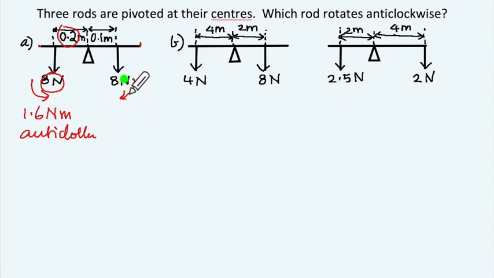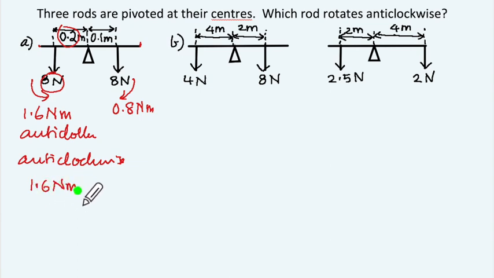Whereas this side it will be 8 into 0.1, that is 0.8 Newton meter, and that is going to be clockwise. So the net moment for this diagram A will be 1.6 Newton meter minus 0.8 Newton meter, which is 0.8 Newton meter anti-clockwise. So A option. Now let us see.